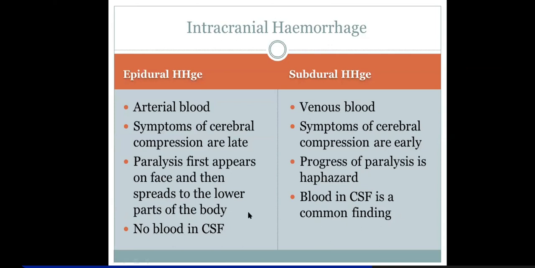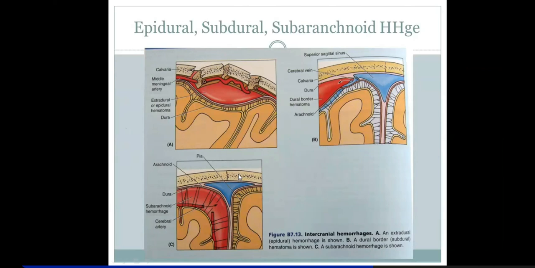This is very important, the differences between the two, not only here, but also in your clinical subjects, also in your MCQs. Okay, so there's a diagram. There are actually three types of hemorrhages: epidural I have taught you, subdural hemorrhage I have taught you, and there can be a hemorrhage in the subarachnoid space, between arachnoid and pia mater, a space filled with CSF and containing cerebral vessels. Look here, first of all, let's see this one.